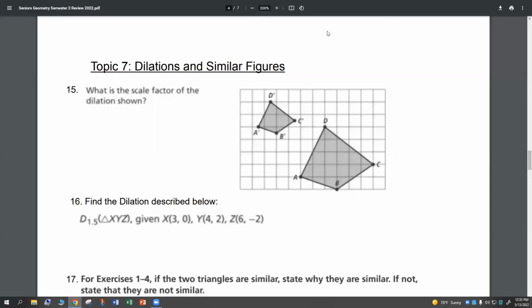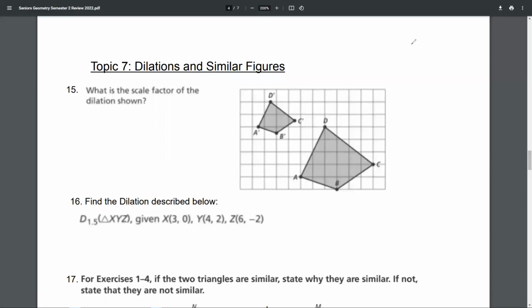Right, for the review, this is going to be the video for topic 7 and topic 8. So topic 7 was dilations and similar figures. So 15 here says, what is the scale factor of the dilation shown?